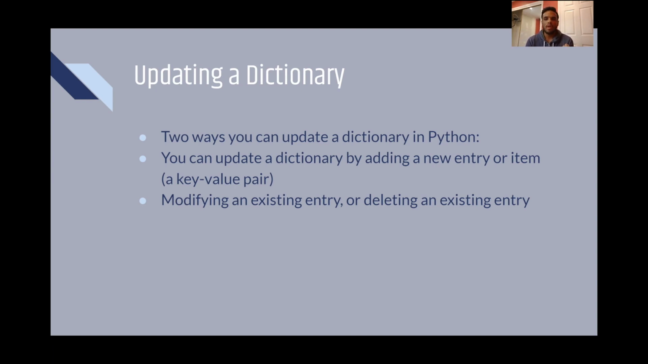Remember, dictionaries are mutable types, so you could always modify them. You could always change them. You could always remove something out of them. They're mutable, just like lists where you could add and remove stuff. You could do the same thing with dictionaries.